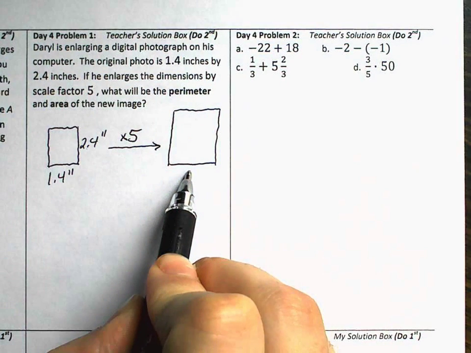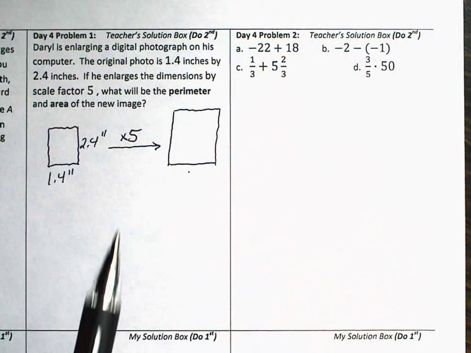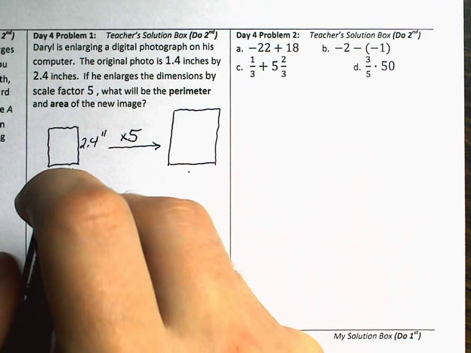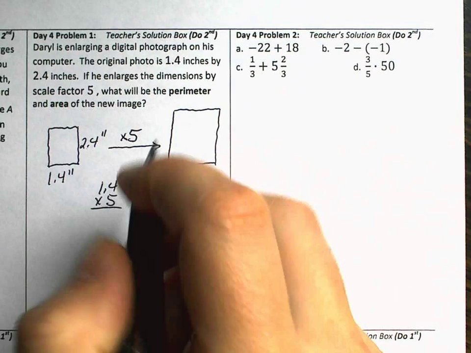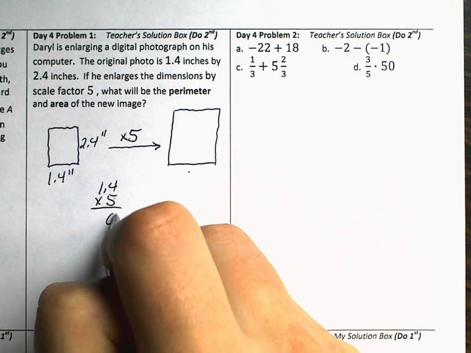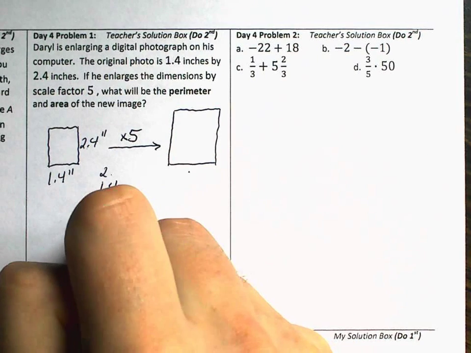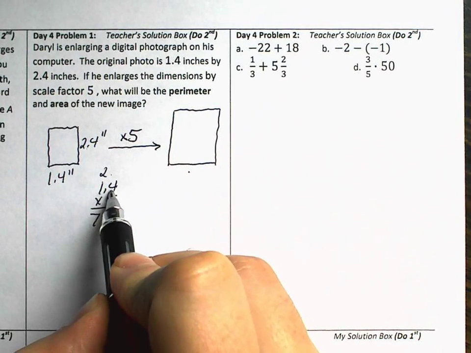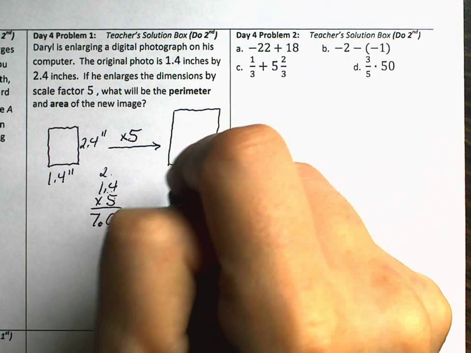Let's find the width of this new photograph. 1.4 times 5. 4 times 5 is 20, carry 2. 1 times 5 is 5, plus 2 is 7. There's one digit to the right of the dot, so it needs to go here, 7.